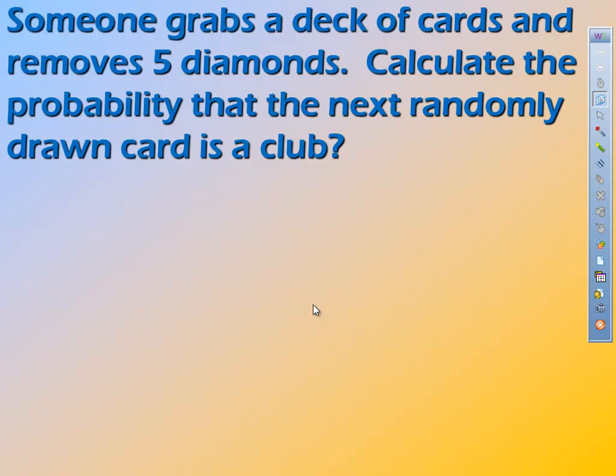Someone grabs a deck of cards and flips them over so they can see them all, and removes five diamonds. Gone. Takes out the 5 diamonds and burns them. I'm just kidding. They just take them out. They want you to calculate the probability that the next randomly drawn card is a club. After you take the 5 out, then you shuffle them all up. You turn them over so nobody can tell what's what. You let someone randomly pick any of them. What are the chances, what's the probability that that randomly drawn card is a club?